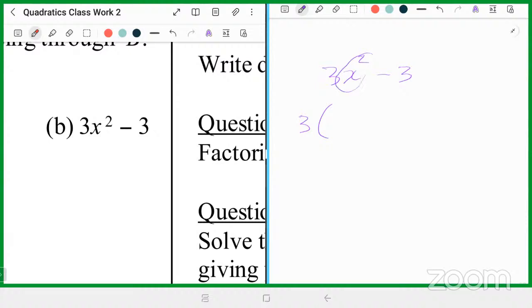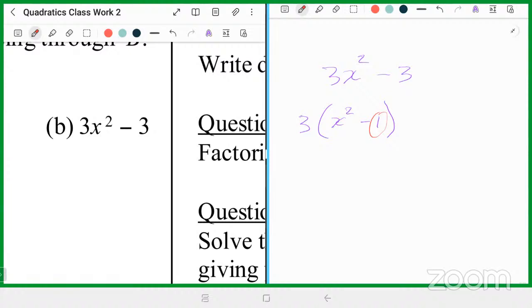3 out of this leaves me with the x squared, clearly. And then this divided by 3 leaves me with a negative 1. And then once you do this factorization, a lot of people leave it there. You have to always check whether what is left in here can be factorized any further. And your brain must be thinking about the difference of 2 squares every time you see factorization with a minus there and you have a square term there. For some reason, people tend to forget that 1 is a perfect square.